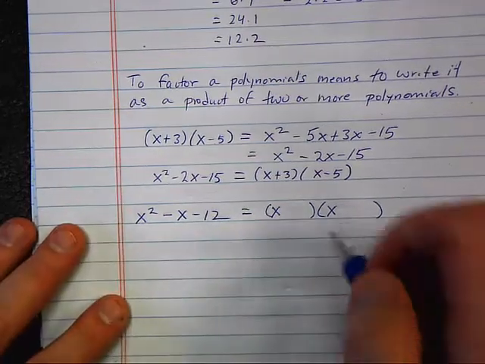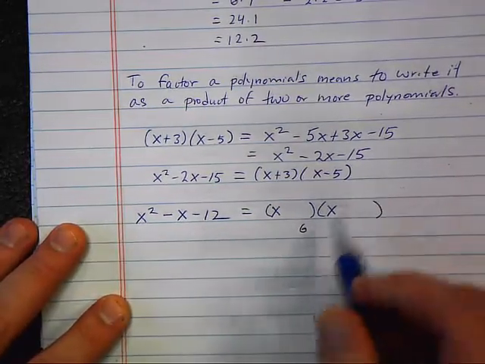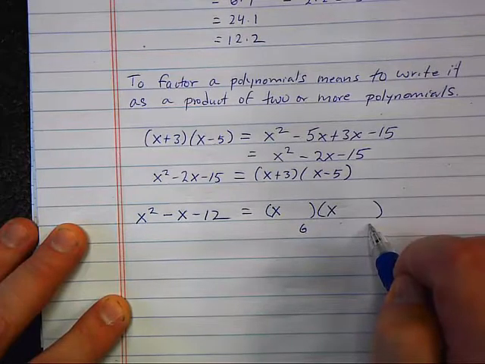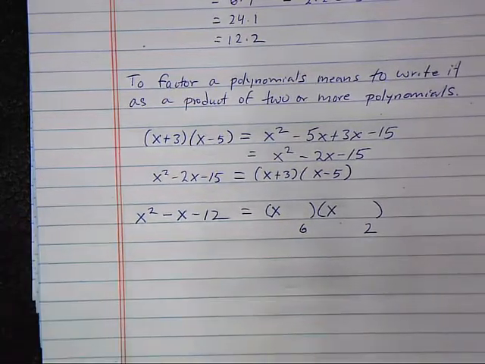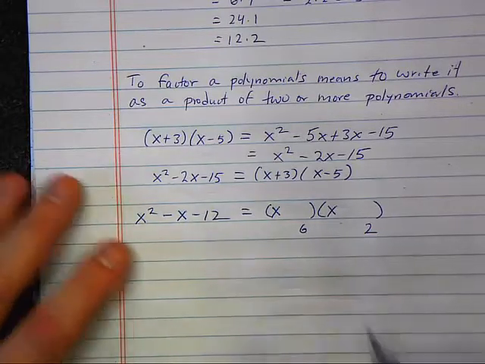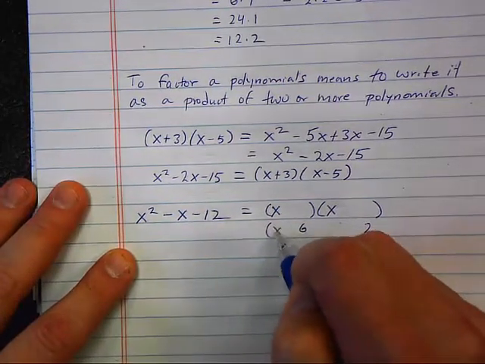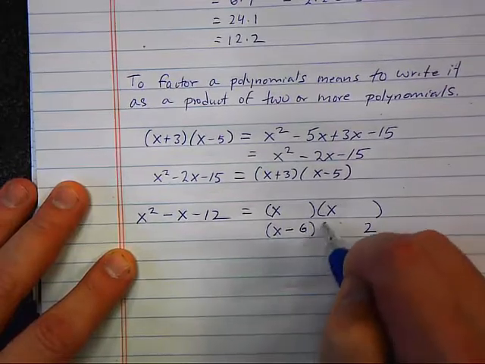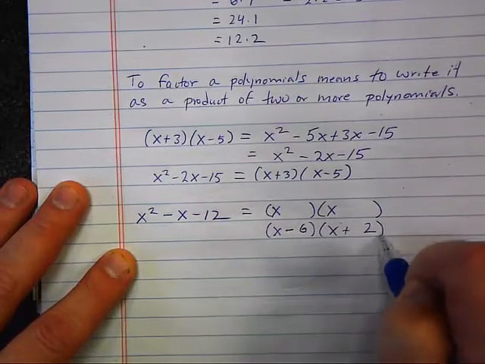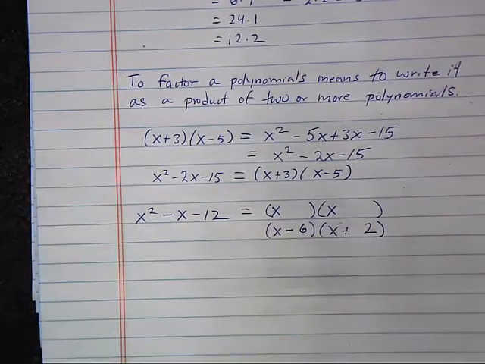One possibility is I could use a 6. If I use 6, what number do I have to use over here? A 2. And one of them has to be positive and one of them has to be negative, doesn't it, to get negative 12? So now the question is, are 6 and 2 the right numbers? And I don't think so. Because if I were to do x, let's say we did x minus 6, x plus 2, I don't think that's going to work. Why not?